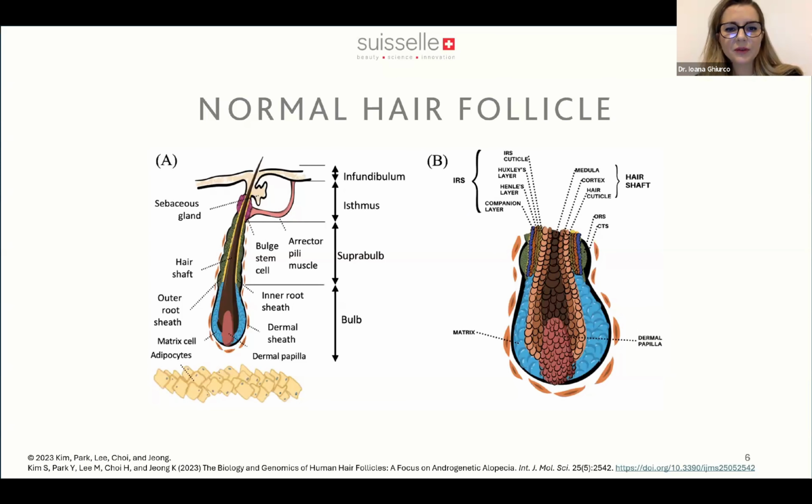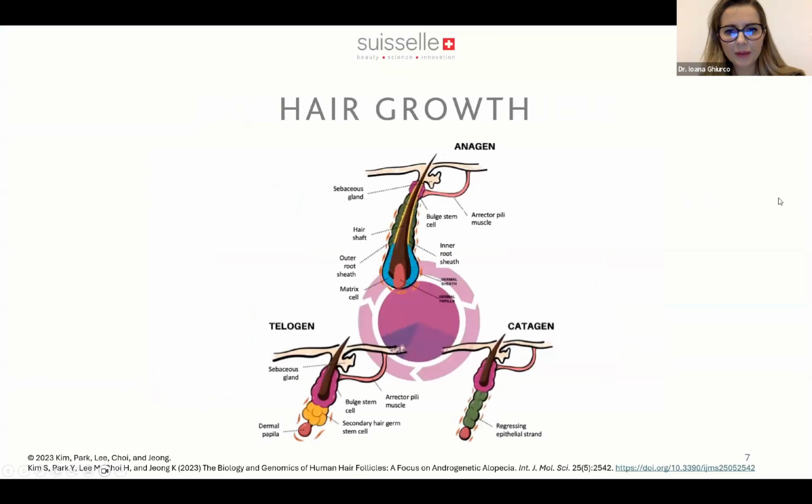The bulb, the inferior part, contains the dermal papilla. It has also some rapidly dividing cells that will generate the hair follicle. It's a complex process to obtain in the end the hair shaft. Can you please go to the next slide?